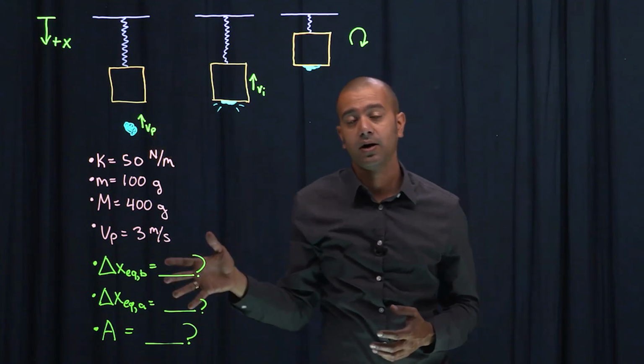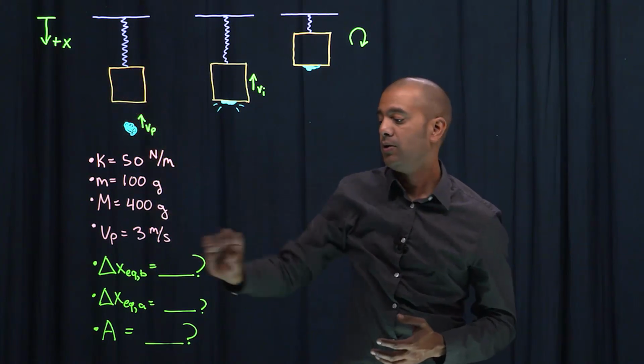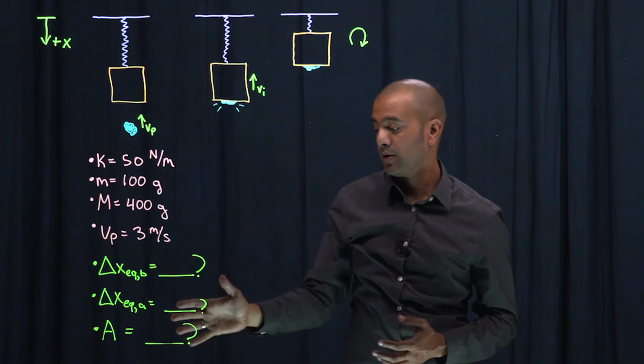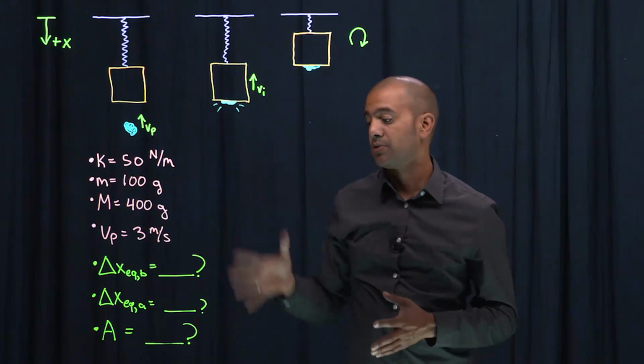The first thing we're asked to find is what is the equilibrium position of this block before any of the collision occurs. The second thing we're asked to find is what is the equilibrium position of this system. And then the third thing we need to find is what is the amplitude of the resulting simple harmonic motion. So let's go ahead and proceed with the first couple parts.